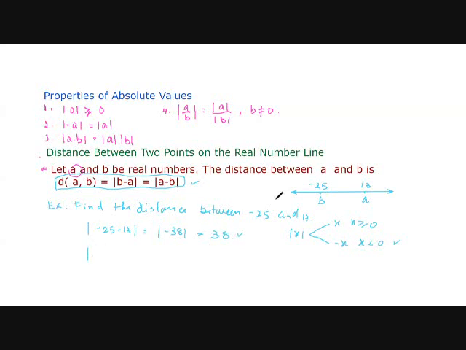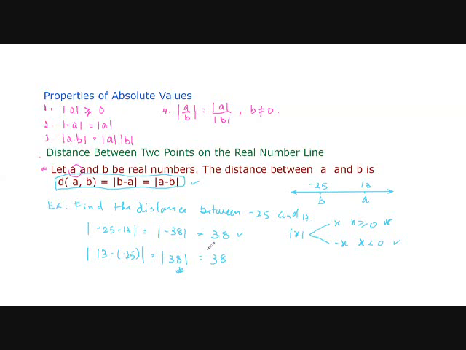Otherwise you can use A minus B, that means right now this one becomes the destination point. So you have 13 minus negative 25, inside the absolute value. Minus times minus becomes plus. So you have absolute 38, and that equals 38. This case is the same as the first condition here, so it comes out positive.